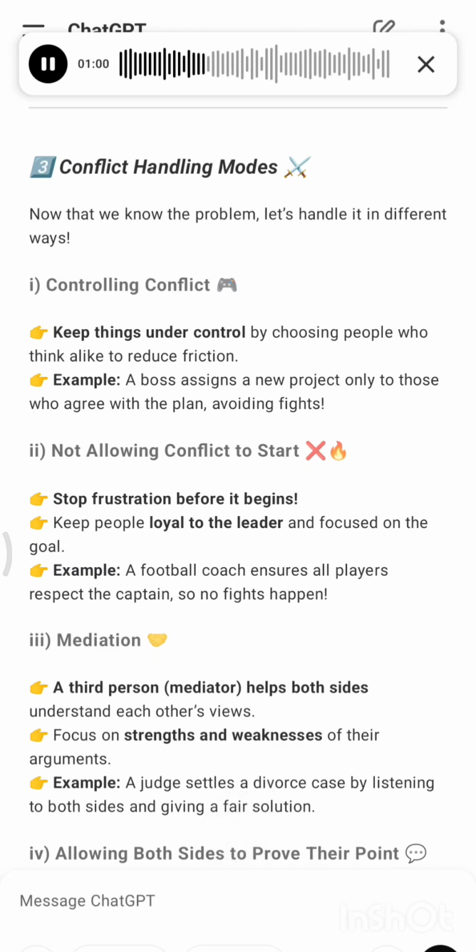I. Controlling conflict. Keep things under control by choosing people who think alike to reduce friction. Example, a boss assigns a new project only to those who agree with the plan, avoiding fights.